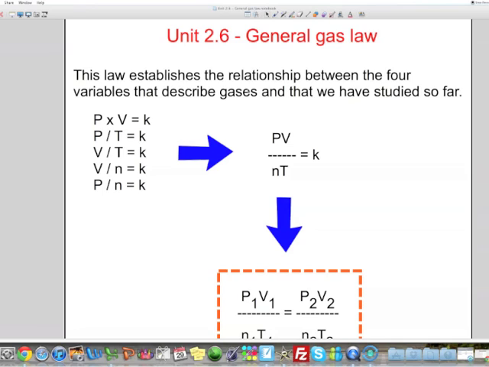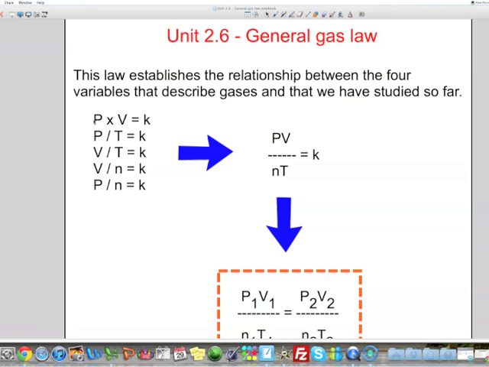About Unit 2.6, the general gas law. I'm skipping 2.5 because it's going to be easier for you to deal with 2.6 first. We'll do 2.5 after. So the general gas law basically takes all your simple gas laws that I have listed here and puts them into one big equation.